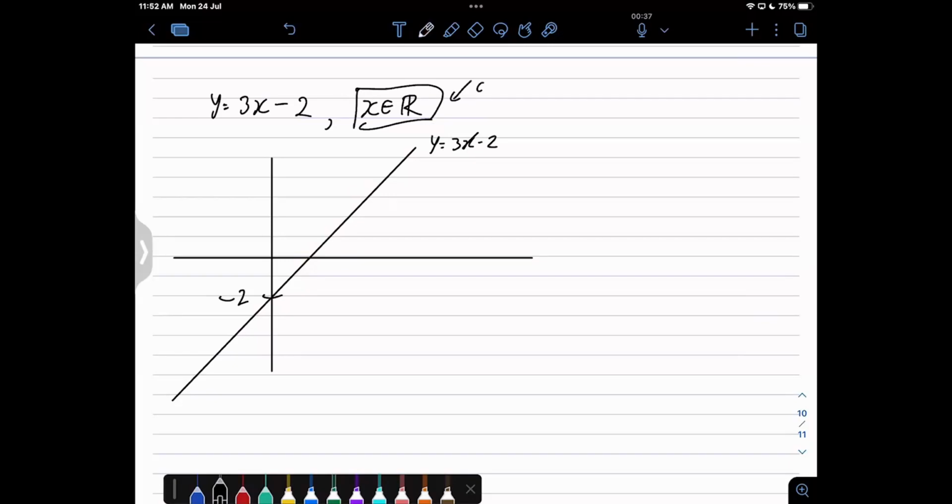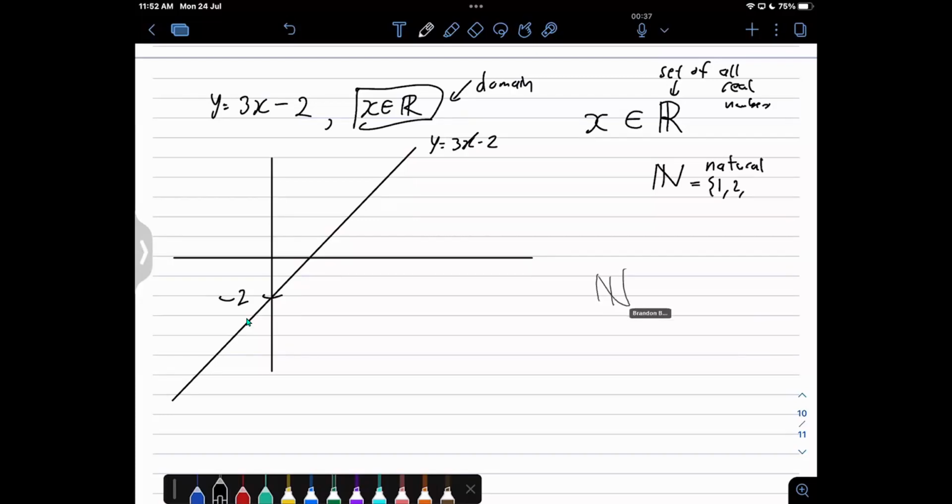Okay. What happens if I change the domain? X, an element of R. This is called the set of all real numbers. There are other sets, such as this guy. This is a set of natural numbers. Natural is just a fancy way of saying the set of 1, 2, 3 all the way. Curly brace 1, 2, 3.